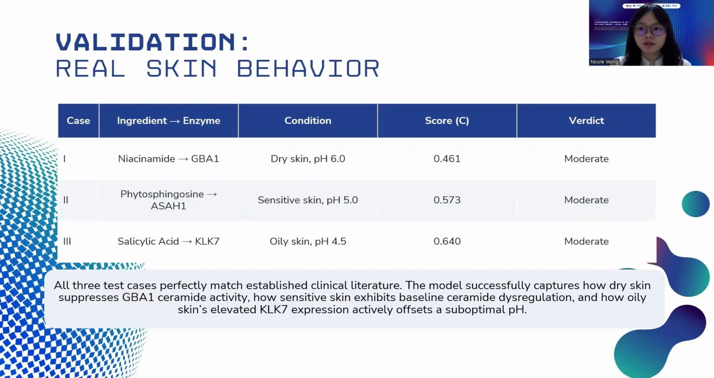The pH isn't ideal for calcase-7 enzyme, which slows it down, but oily skin naturally boosts calcase activity to make up for it. Our model captured both effects and landed on a moderate score of 0.640. All three cases match what we expect biologically, which tells us the model makes sense from a scientific standpoint.